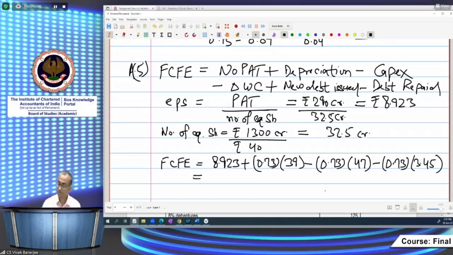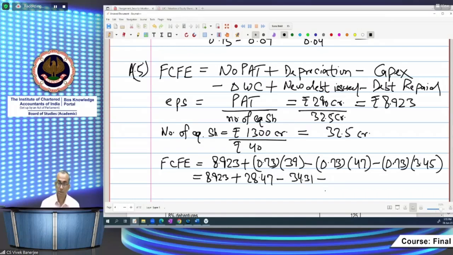So let us calculate it. It will be the same, 8.923 plus 0.73 multiplied by the depreciation, 0.73 multiplied by 39, coming to 28.47, minus 0.73 multiplied by the capex portion 47, which is 34.31.